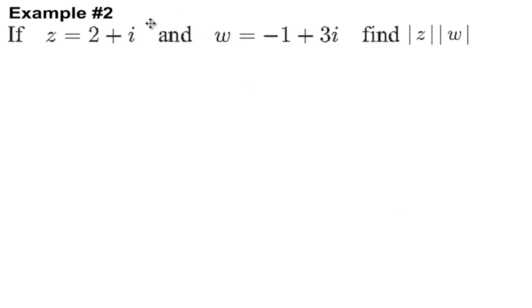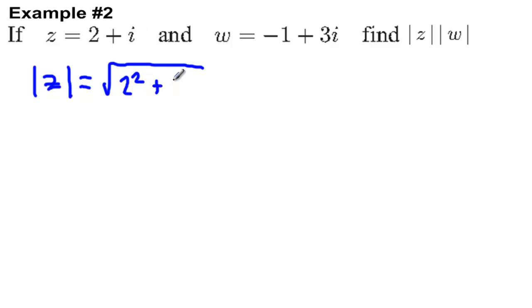This is our second example. If z is 2 plus i and w is negative 1 plus 3i, we want to find the magnitude of z times the magnitude of w. So that's just the magnitude of z, which is, again, let's take a look at z. z is 2 plus i. That's 2 plus 1i, or 2 squared plus 1 squared for the magnitude, which works out to be the root of 5. Again, there is no i in that magnitude.